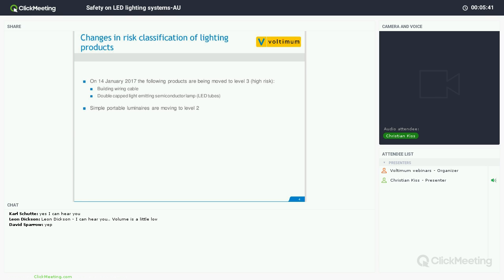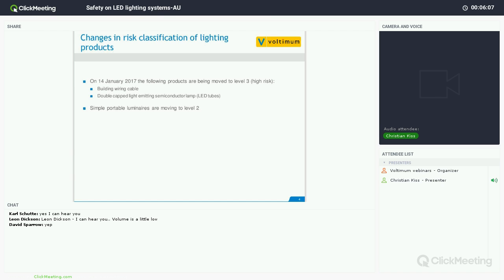And double cap light emitting semiconductor lamps, which are basically LED tubes, are also being moved to high risk, so they'll also now be a declared article in New South Wales and therefore require a certificate of approval from one of the state-based regulators or one of the recognised authorised companies that can issue a certificate of approval or suitability.